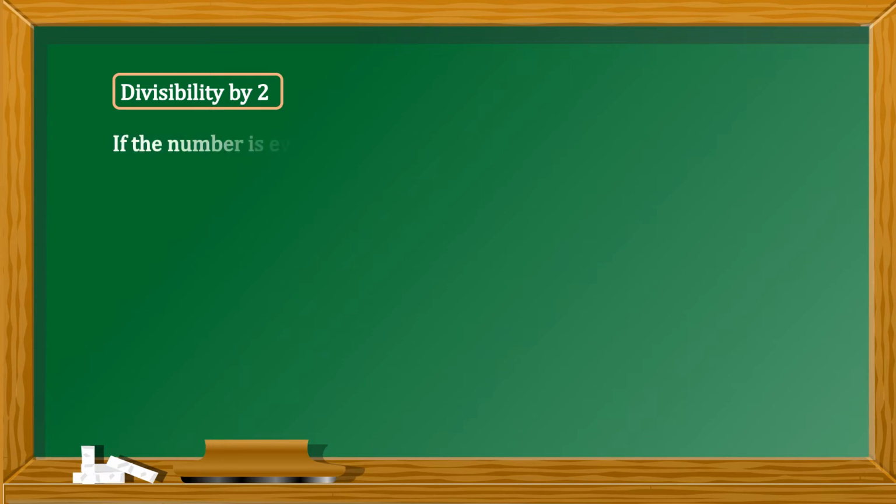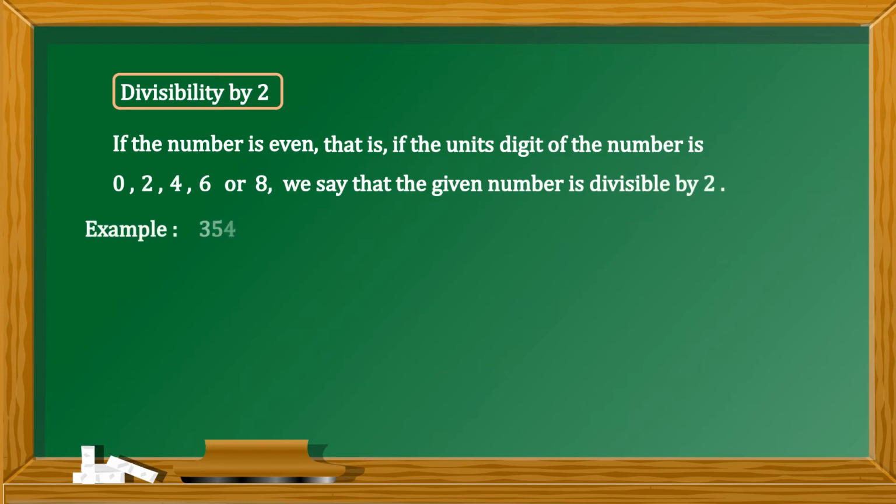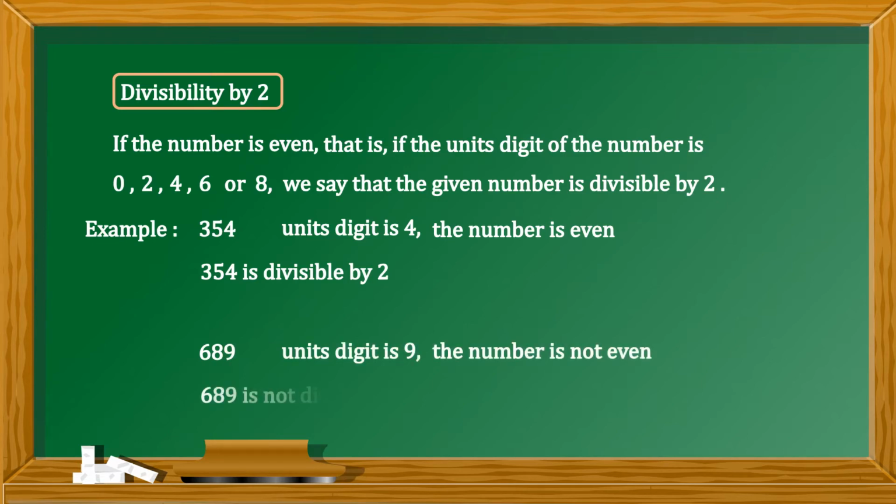If the given number is even, that is, if the units digit of the number is 0, 2, 4, 6 or 8, then we say that the given number is divisible by 2. For example, 354. The units digit is 4, which means the number is even. 354 is divisible by 2. 689. The units digit is 9, which means the number is not even. So, 689 is not divisible by 2.